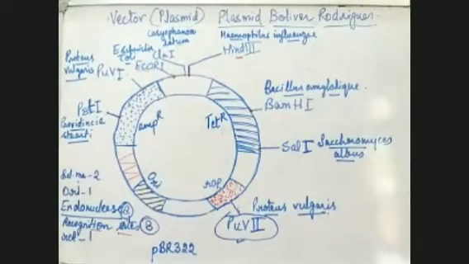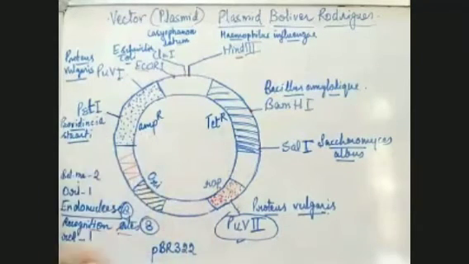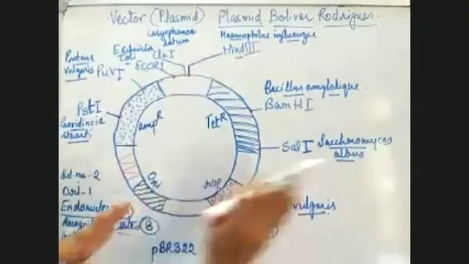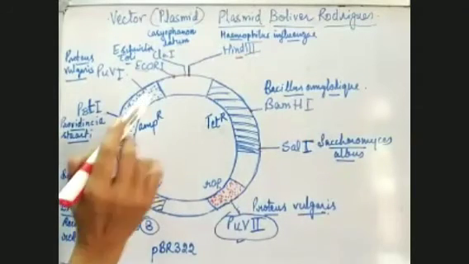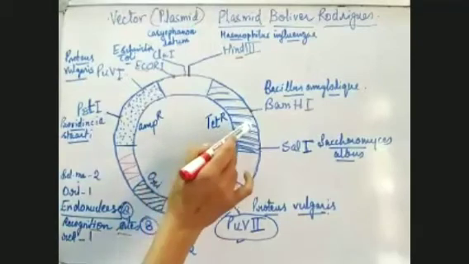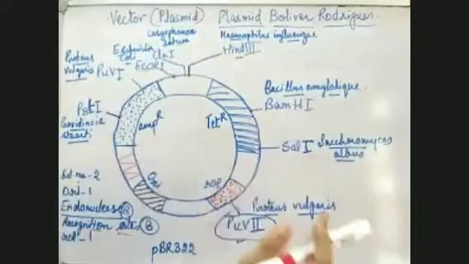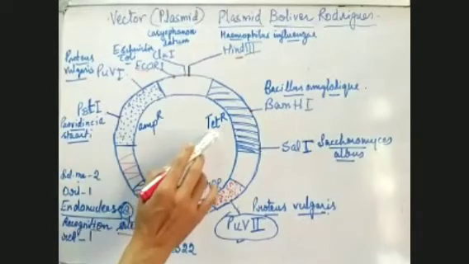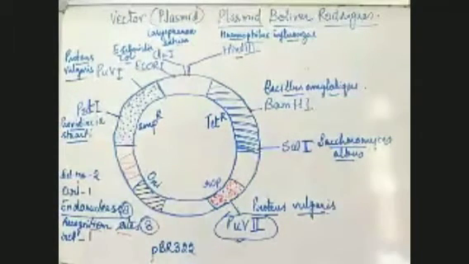Okay, so these are selectable markers, and how they work exactly, I'll tell you that. Right now, just keep in mind that this is ampicillin resistance. That means if this plasmid is introduced in any bacteria, it will not die in the presence of ampicillin. And same way, another resistance marker is tetracycline resistance. So if this plasmid is put into a bacteria and that bacteria is allowed to grow in tetracycline, it will not die because it has tetracycline resistance. So this is PBR322.